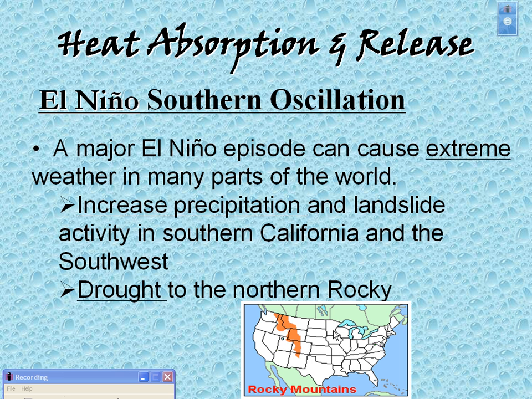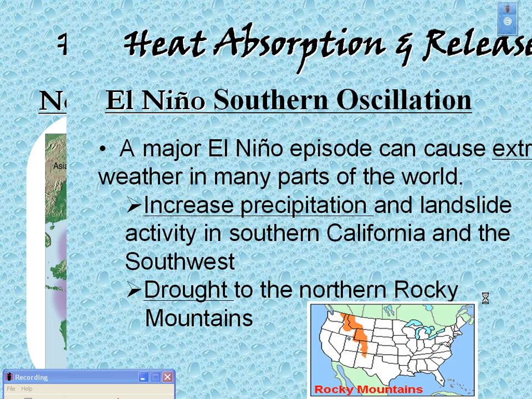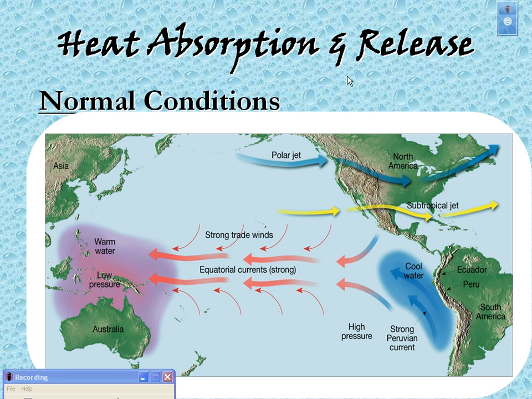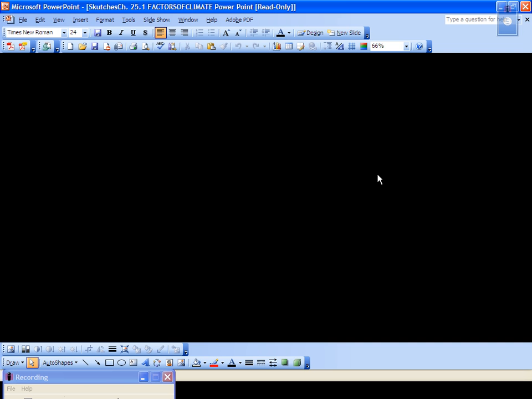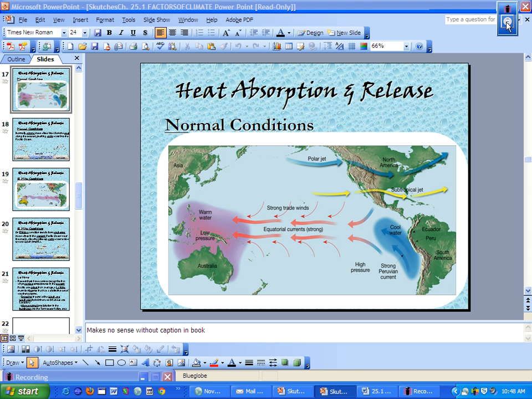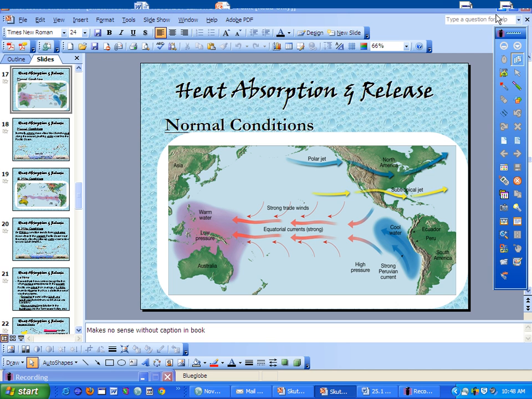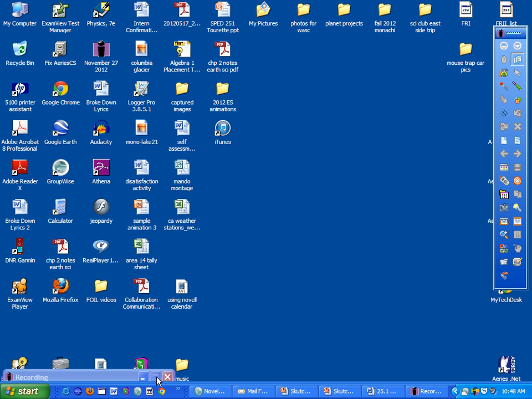And it can actually even bring drought to the northern Rockies because it shifts the pattern of precipitation movement around the planet. The Rocky Mountains. So let me show you a quick video here about El Nino. I think you'll like it.